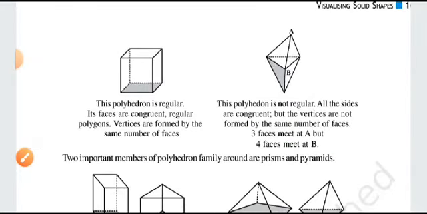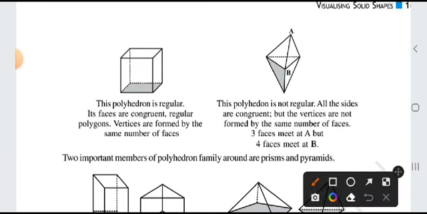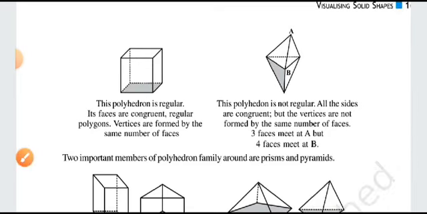So to verify whether a given polyhedron is regular or not, we have to just see all the faces, whether all the faces are regular polygons or not. Then we have to check on each vertex there should be the same number of faces, and if there is not the same number of faces, then that will not come under regular polyhedrons.